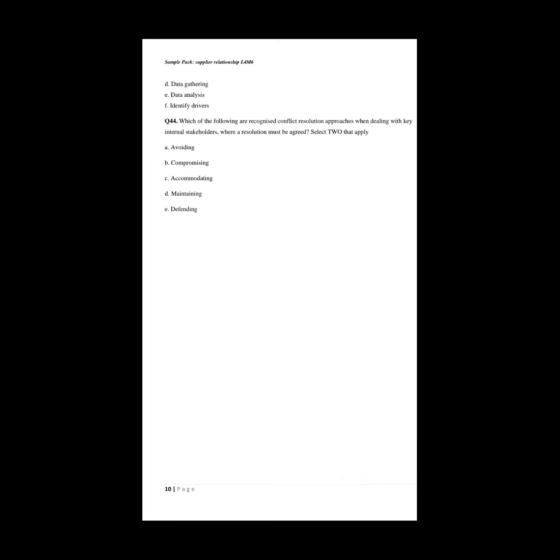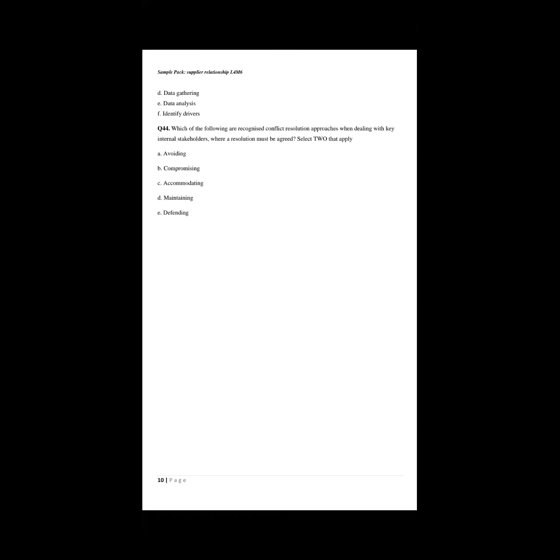Now we are looking at our last question. Question 44. Which of the following are recognized conflict resolution approaches when dealing with key internal stakeholders where a resolution must be agreed? Select two that apply. A, protecting and avoiding. B, compromising. C, accommodating. D, maintaining. E, defending.